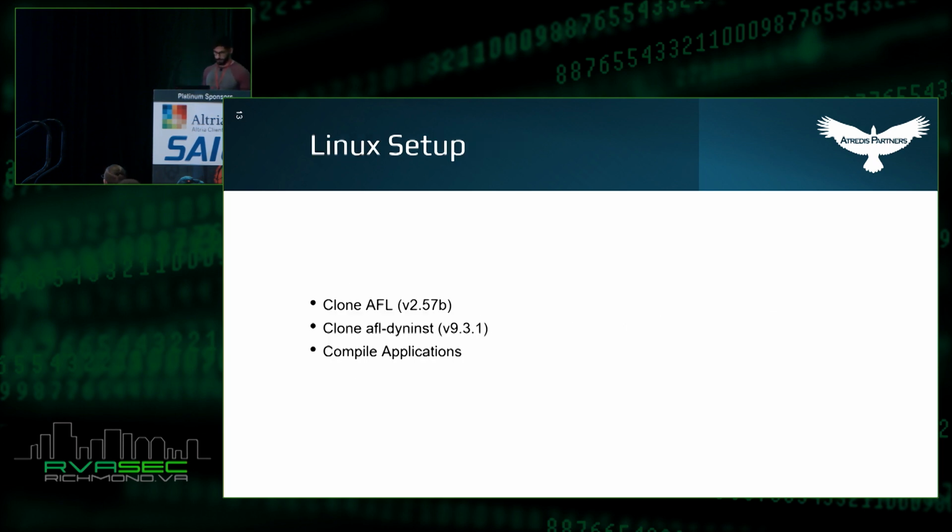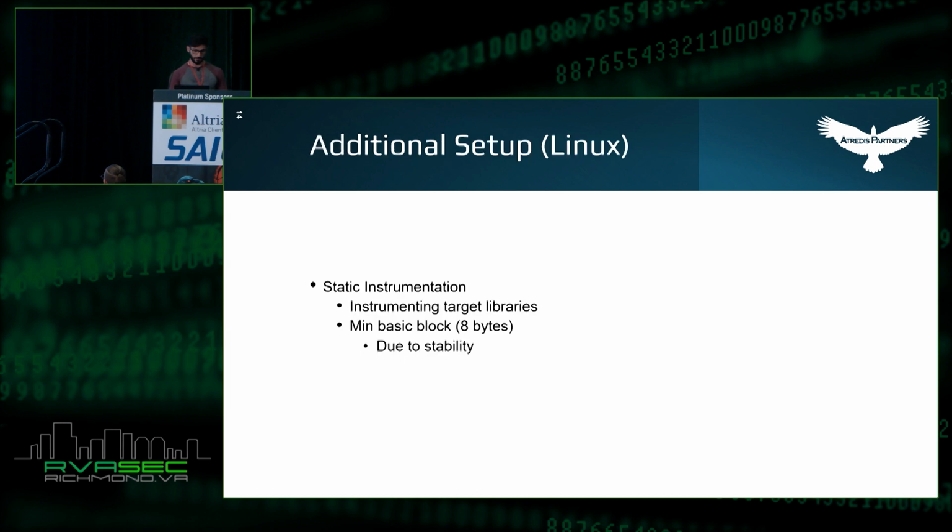For the Linux setup, it was quite easy. Clone AFL, clone Dynast, compile applications. Additional Linux setup includes static instrumentation. That's the way we instrumented the libraries. We used a minimum block of 8 bytes because we observed that if you instrument anything less than that, it will cause some stability issues.